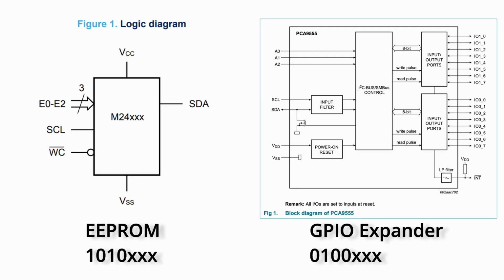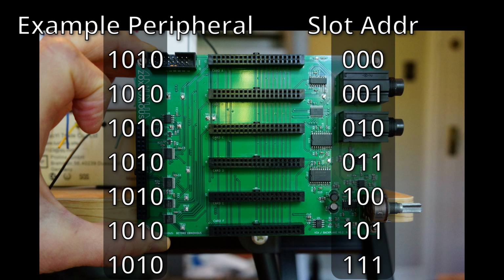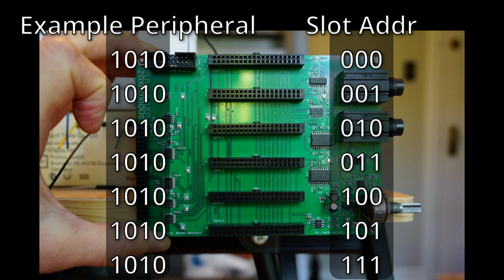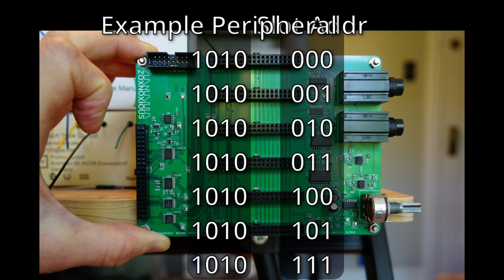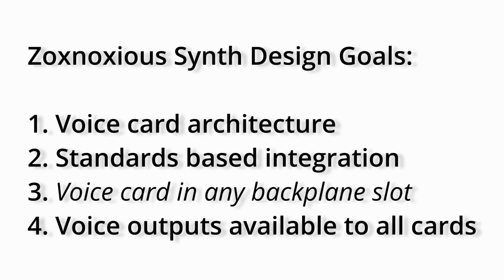Each I2C chip has a particular 7-bit address for that communication. In choosing chips for the design, voice cards use I2C chips that allow at least 3 bits of address to be specified. Then these I2C address bits are hooked up to the 3 slot address lines that I just mentioned. Simply stated, each I2C chip's address is unique within the Zoxnoxious system, based upon which slot the voice card is inserted into. This fits with the design goals of allowing any card in any slot, and allowing duplicate voice cards to be installed. So, what types of functions run over I2C?